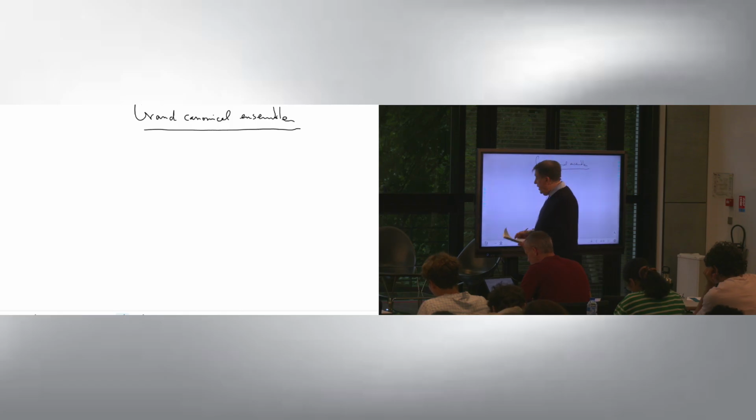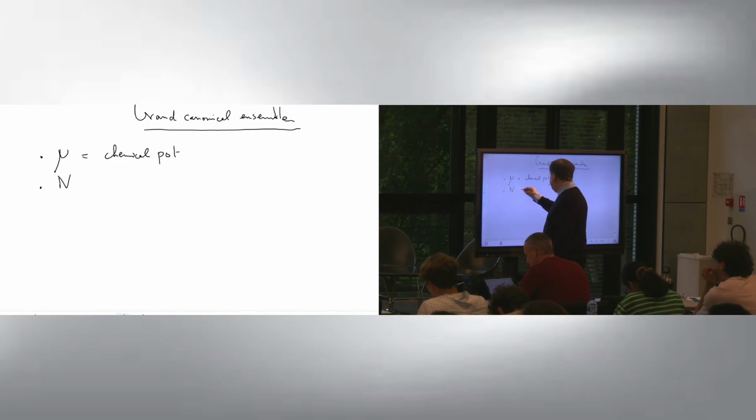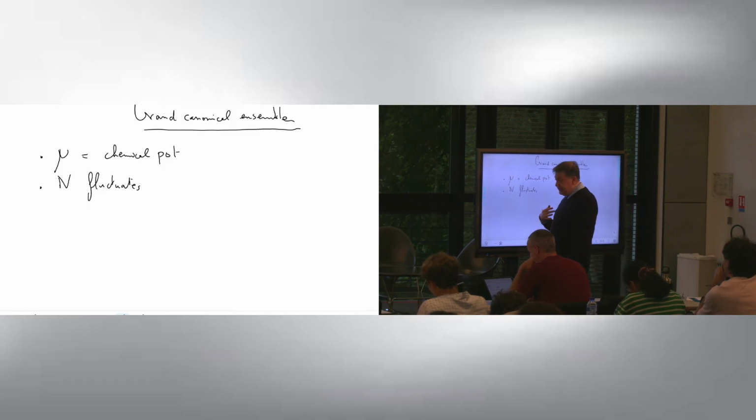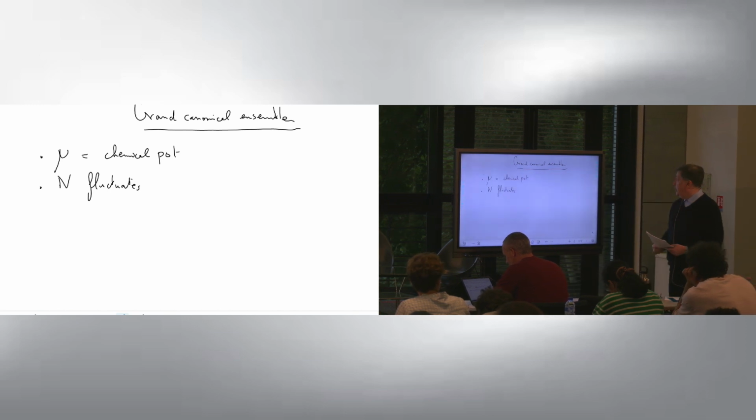Meaning I fix mu, the chemical potential, and the number of particles n fluctuates. So we're going to have states with n plus 1, n minus 1, n plus 2 particles all the time. In practice, of course, we'll fix the average density and compute the chemical potential according to it.